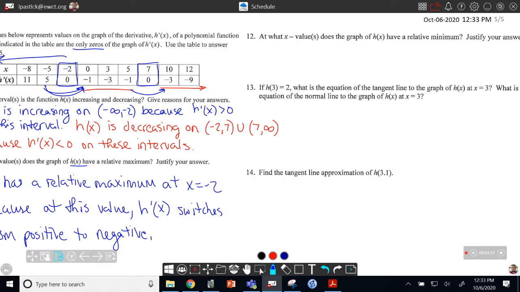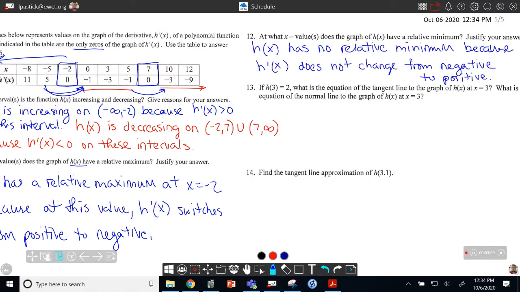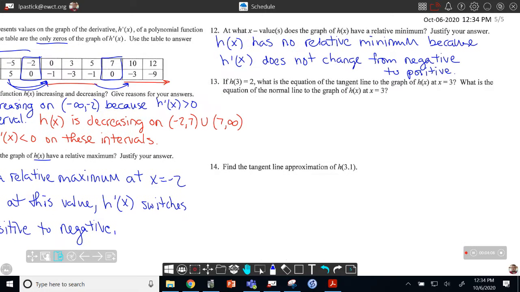Be right back. So I've written my answer. H of x has no relative minimum because h prime of x does not change from negative to positive. Okay. On to the next one.